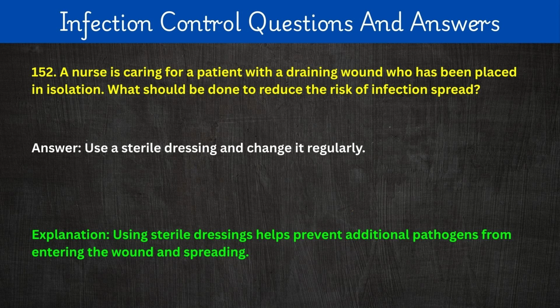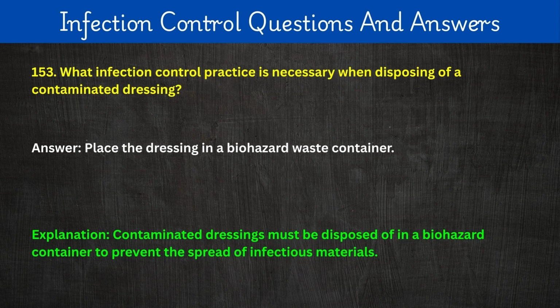152. A nurse is caring for a patient with a draining wound who has been placed in isolation. What should be done to reduce the risk of infection spread? Answer: use a sterile dressing and change it regularly. Explanation: using sterile dressings helps prevent additional pathogens from entering the wound and spreading.